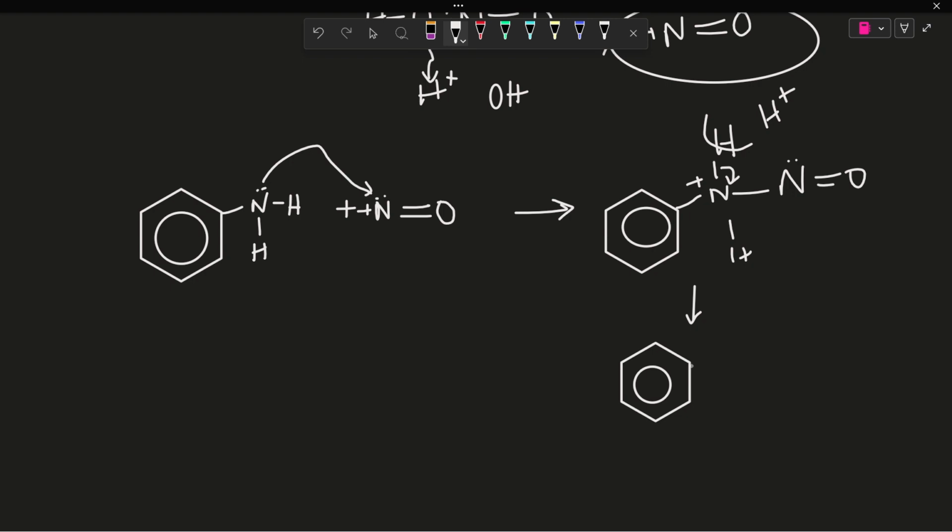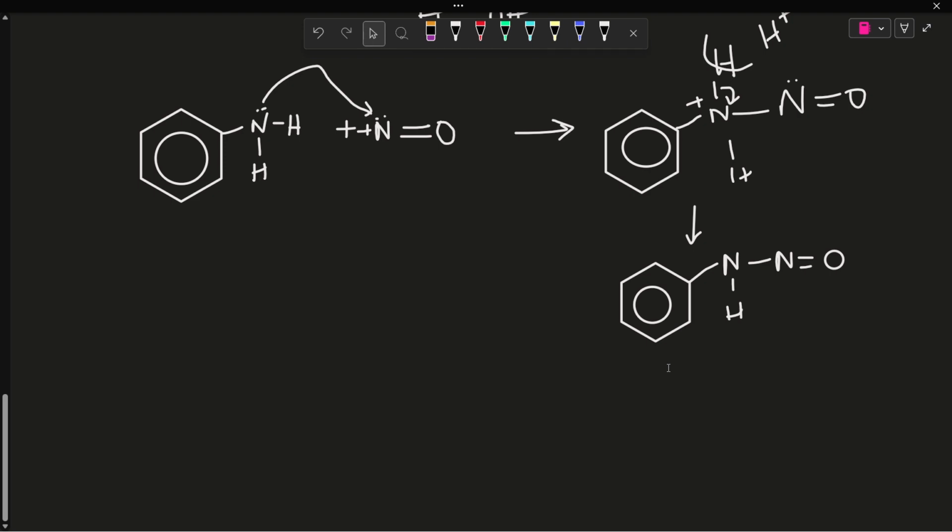This is the first intermediate of the reaction. It's called N-nitrosamine. Here N, H, single bonded N and O. Now this is called N-nitrosamine. Let me write it down here. N-nitrosamine. This is the first intermediate of the reaction, right?